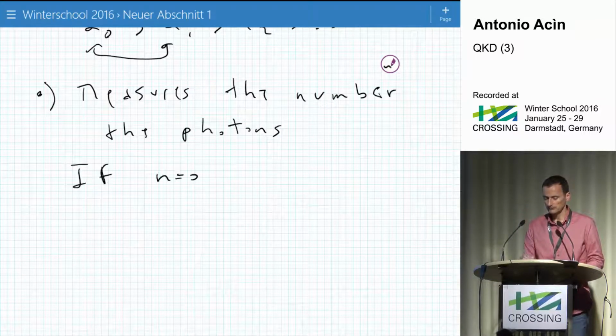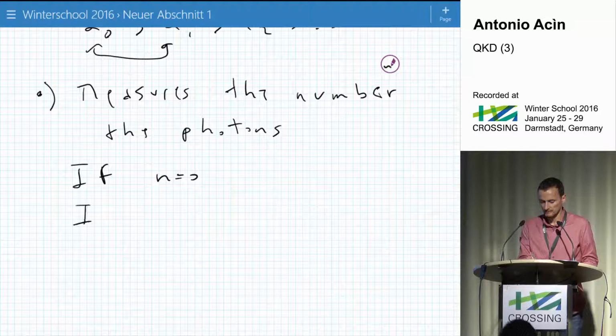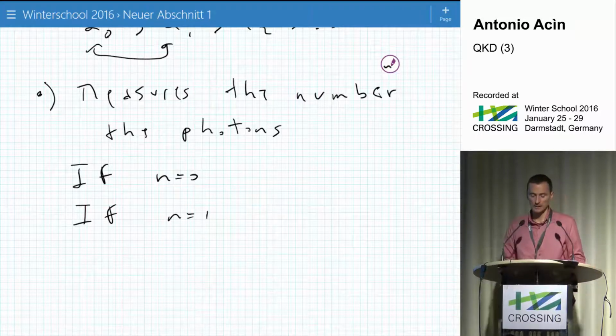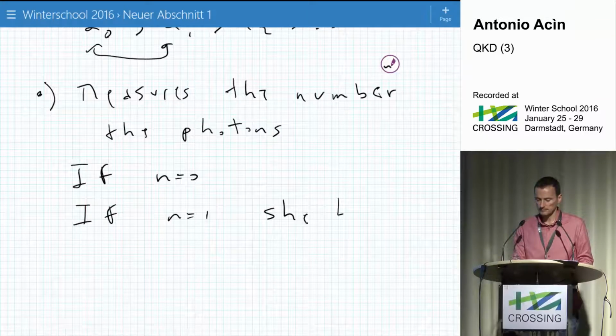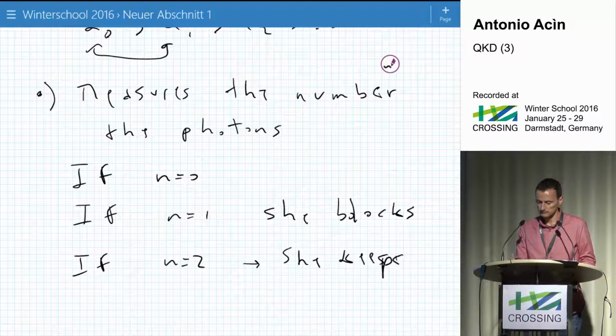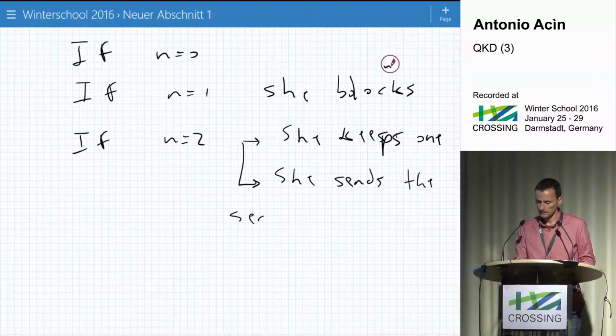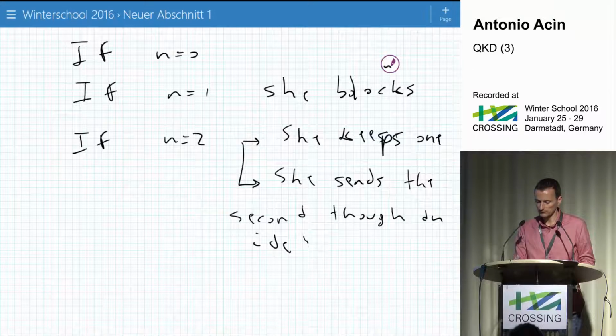if the number is 0, she does nothing. It doesn't really matter because this is not a problem. If there is 1 photon, she blocks it, so she doesn't forward the light to Bob. And if she sees 2 photons, she keeps 1 and sends the second through an ideal channel. I mean, she's super Eve, so she can do whatever she wants.